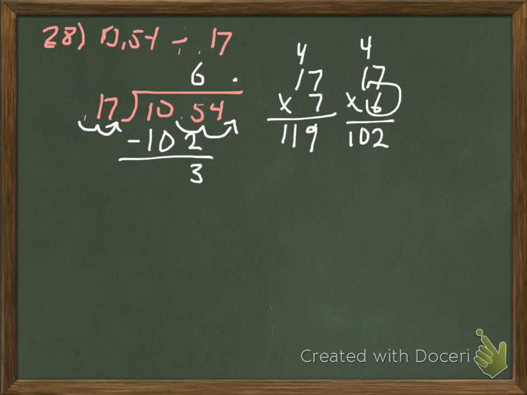That is definitely less than 17, so bring down the 4. And sure enough, 17 goes into 34 exactly twice. So we do the math, we multiply, we subtract, and we get a remainder of 0. So the answer for this one is just 62.0. Okay, we're almost done. 2 more questions.